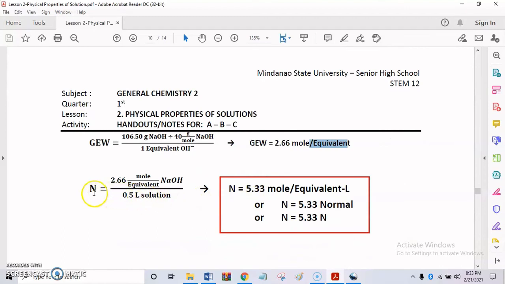We need to input that into normality formula, which is 2.66 mole equivalent sodium hydroxide per 0.5 liter of solution. So, the normality is 5.33 mole equivalent per liter. Yan yung kanyang unit. Or, normality is equals to 5.33 normal, or normality is equals to 5.33 N, big letter N.